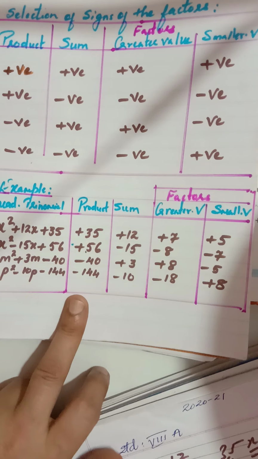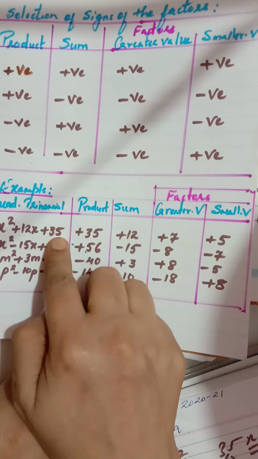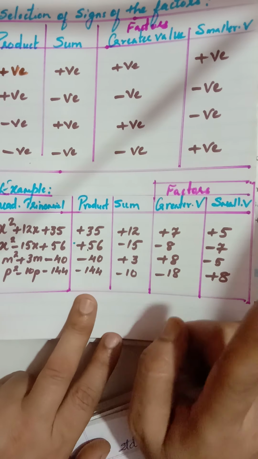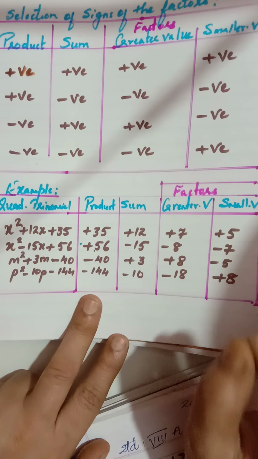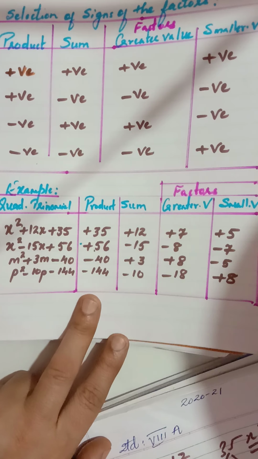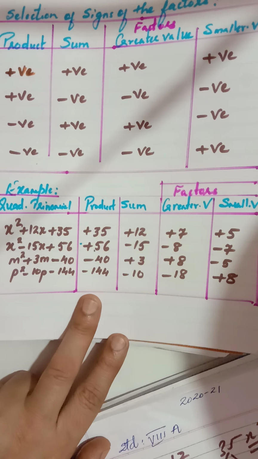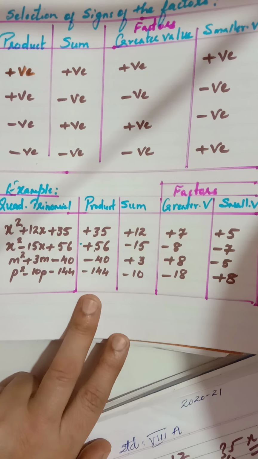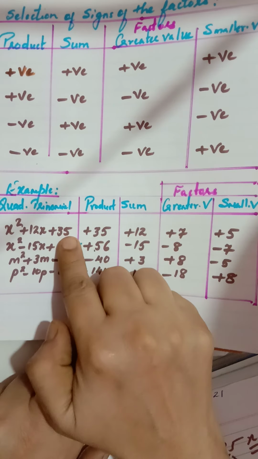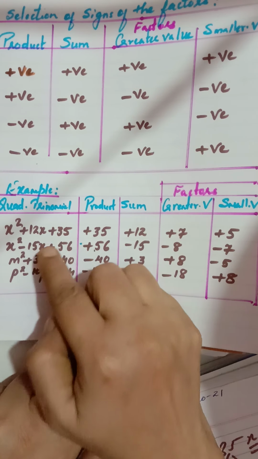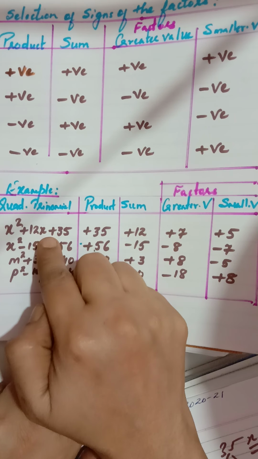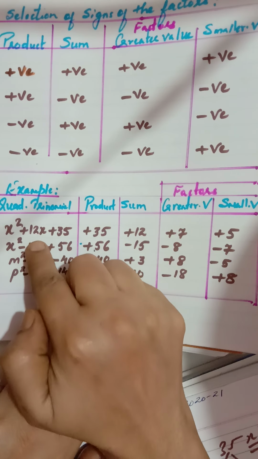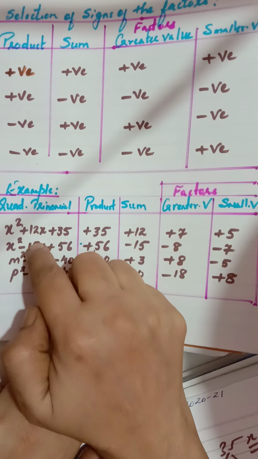Clear children? So always remember this. The coefficient of the first term into the coefficient of the last term will give you the product, and the coefficient of the middle term, that means whatever is the coefficient of the variable in the middle term, will be called the sum.